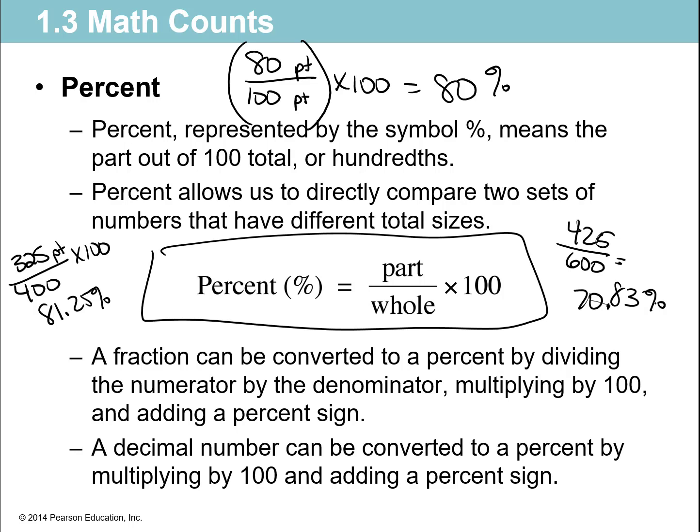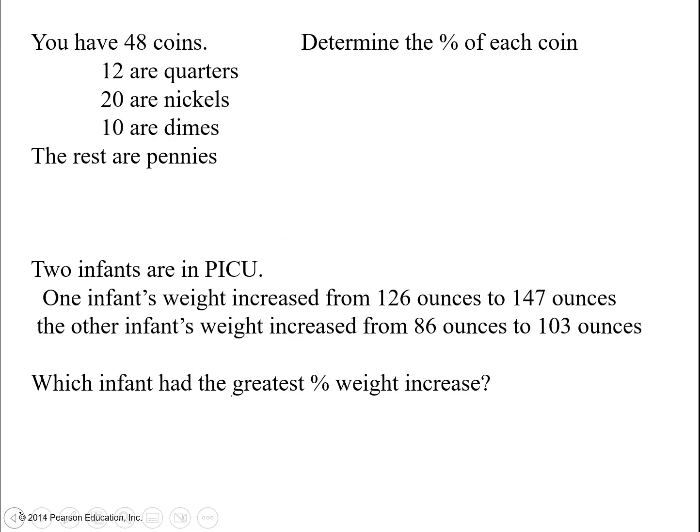So that's really what percent is: you're basically just figuring out the fraction and multiplying it times 100, because it makes it easier to put it on a 0 to 100 scale. So you can compare it to how you did before or how you did on other tests. So, an example of just figuring out percentage: if you have 48 coins, 12 are quarters, 20 are nickels, 10 are dimes, and the rest are pennies, what is the percent of each coin?